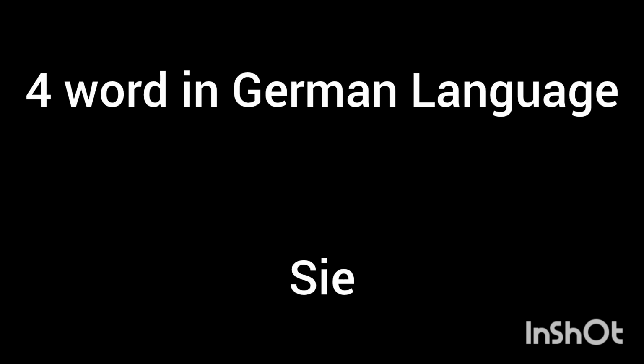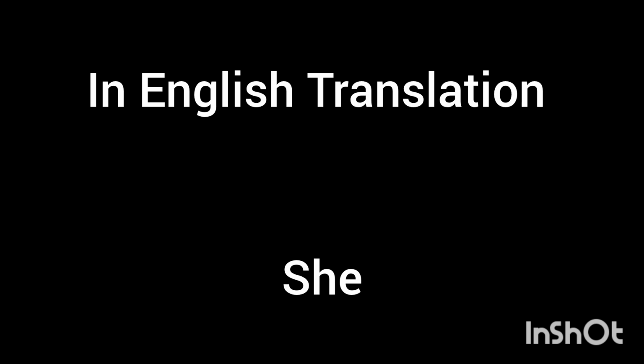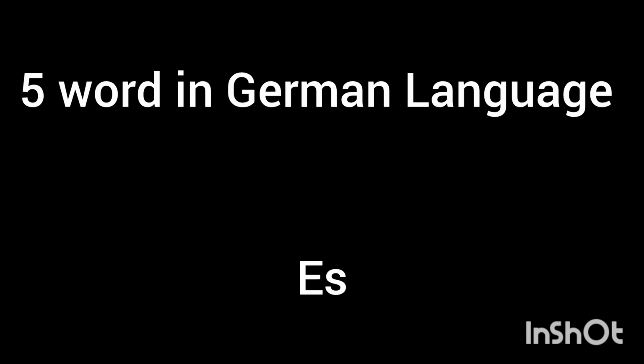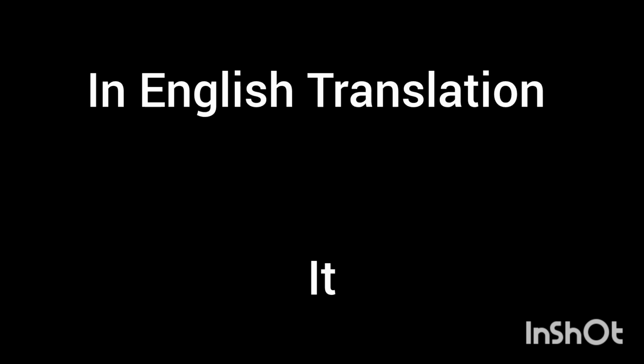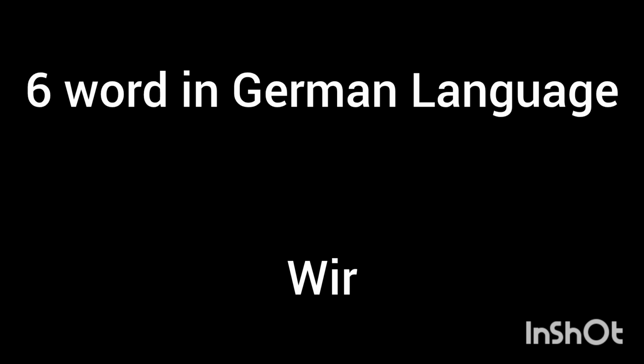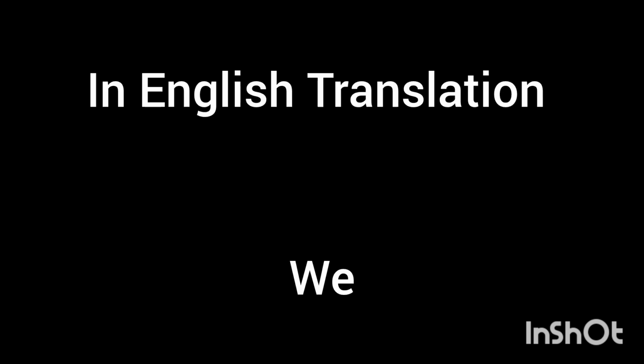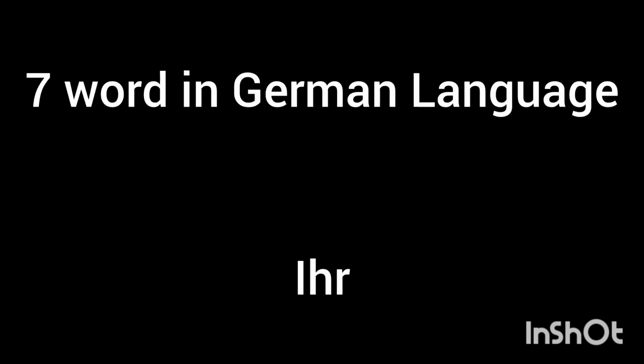Fourth word in German language is sie. In English, we say it she. Fifth word in German language is es. In English, we say it it. Sixth word in German language is wir. In English, we say it we. Seventh word in German language is ihr. In English, we say it her.